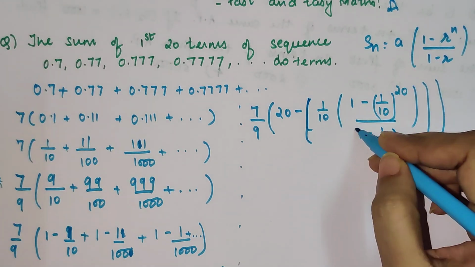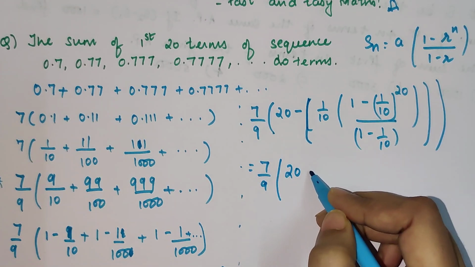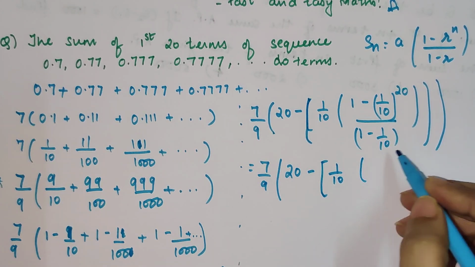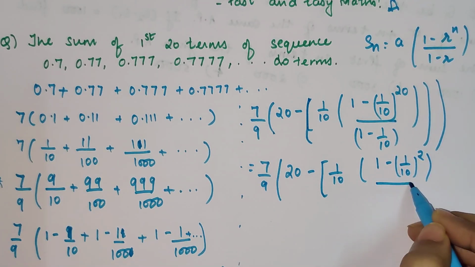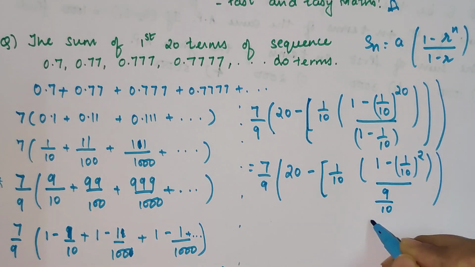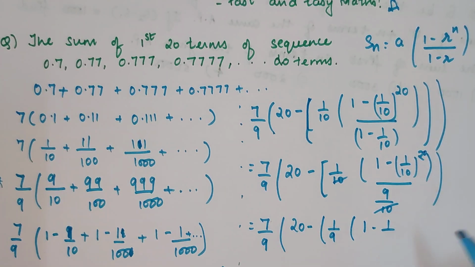Okay, so now this will become (7/9)^20. Let this bracket still be there, 1/10. We'll keep this as it is, (1 - 1/10)^20. And this will be divided, and let's cancel this out. So we'll get 9/10. So this 10 and this 10 will get cancelled. So we will have something like this, (7/9)^20 minus 1/9 into (1 - 1/9)^20. This was raised to 20.